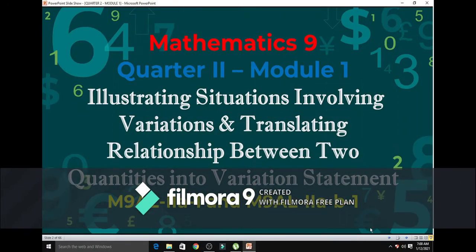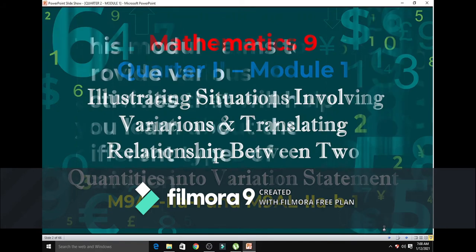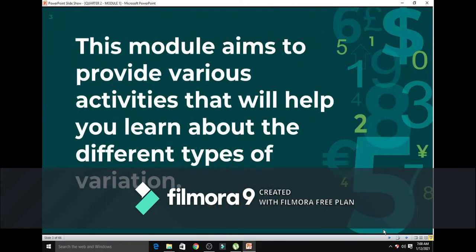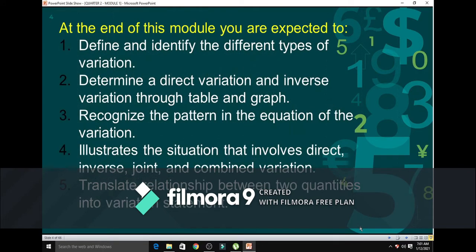Hello, good morning. So quarter 2 of module 1 is all about illustrating situations involving variations and translating relationship between two quantities into variation statement. So this module aims to provide various activities that will help you learn about the different types of variation. At the end of this module, you are expected to first define and identify the different types of variation.